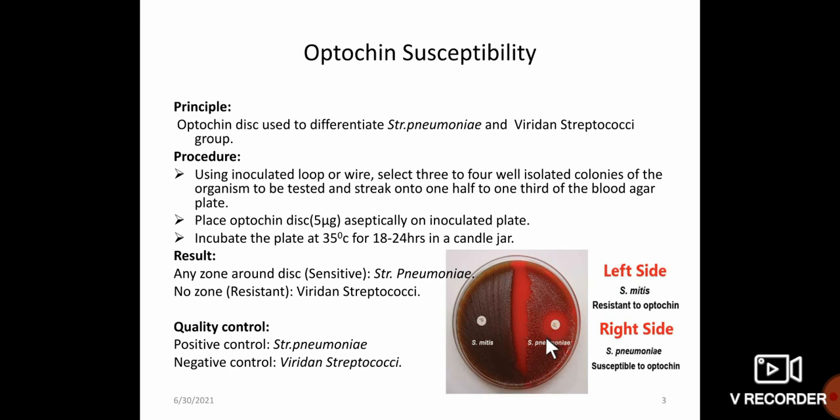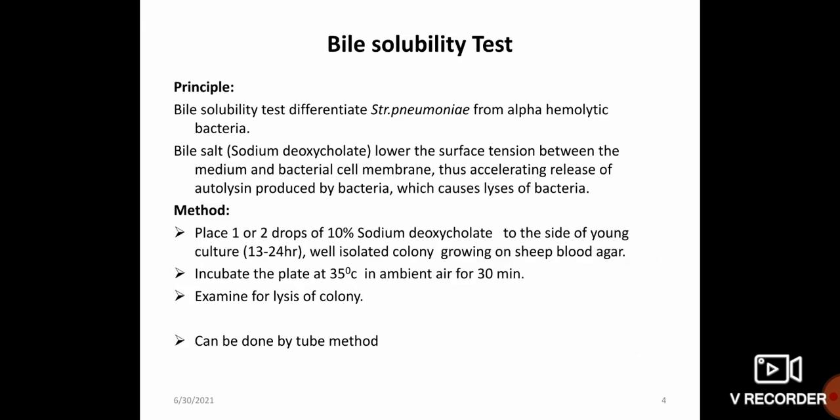If there is any zone around that disc, then we consider it sensitive. There is no limitation that it has to be this much zone size. If there is a little clear zone around the disc, then we say it is sensitive, that is Streptococcus pneumoniae. If there is no zone at all, then we say it is viridans streptococci. So how to do the quality control? For the positive control we can use Streptococcus pneumoniae and for the negative control viridans streptococci.